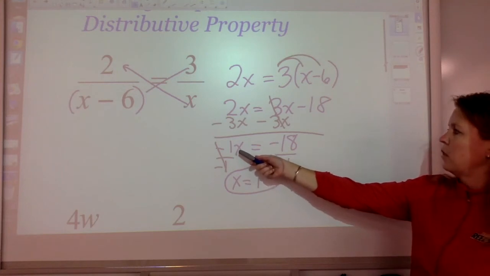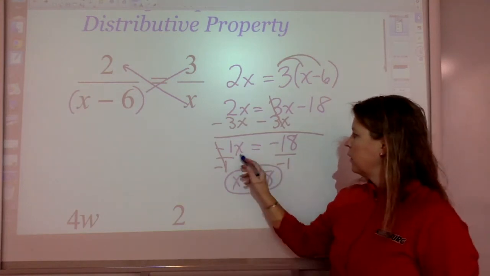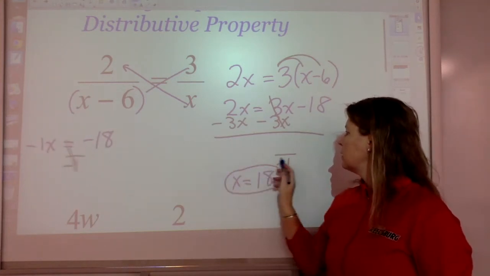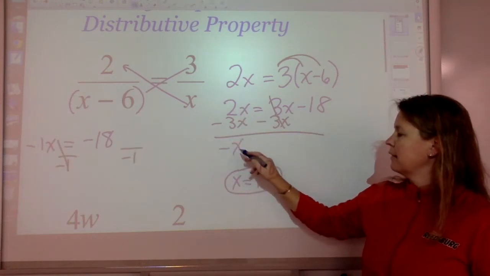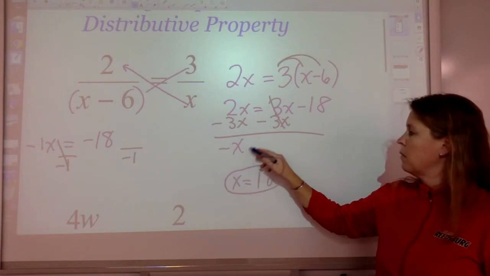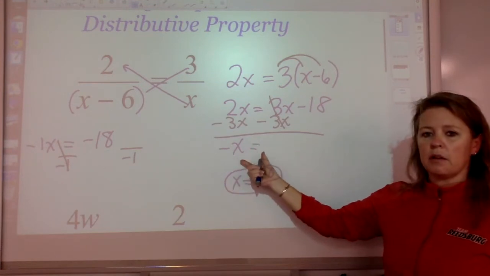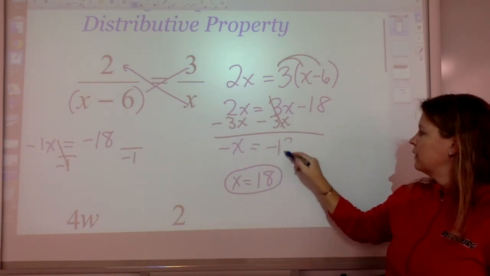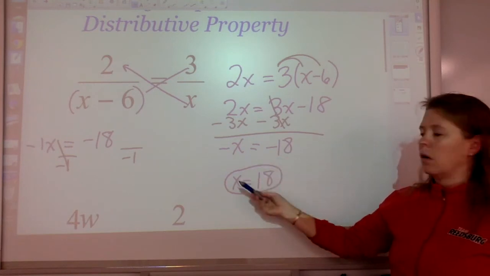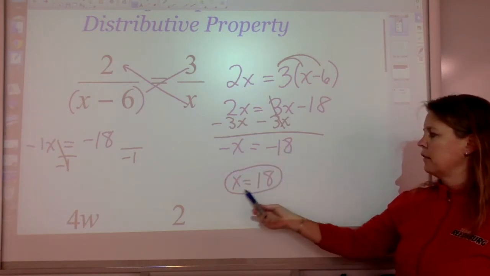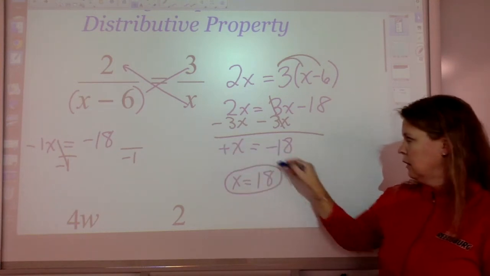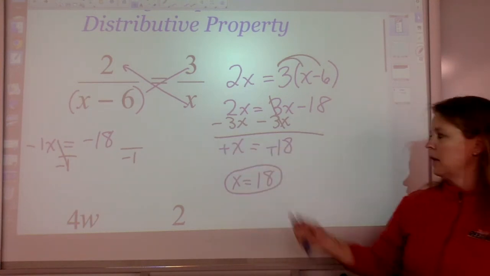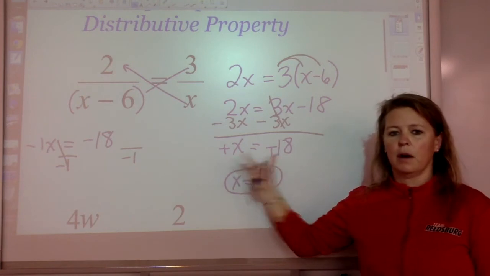Okay, as I said, I caused an extra step here. What you could have done instead is just taken 2 minus 3 is negative x. You don't have to put the 1 in front of it. Most people don't once they're in algebra and beyond. Negative x equals negative 18, or the opposite of x is the opposite of 18, so a positive x is positive 18. Just change both signs. Either way is fine with me. This is the way you'll see it more often from me.